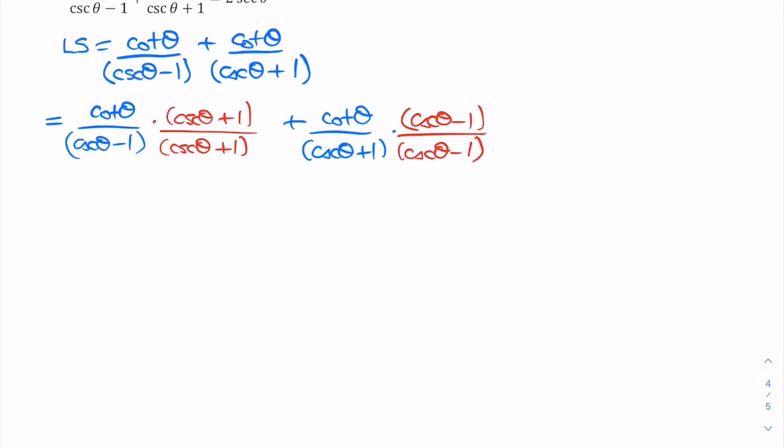All right, everyone, so it looks pretty good. So let's go ahead now and multiply the numerators. So this is cotangent theta multiplied by cosecant theta plus 1. Don't mind me, I'm going to go to the big fraction step just to save some room. So we add the numerator of the other fraction, which is cotangent theta multiplied by cosecant theta minus 1.